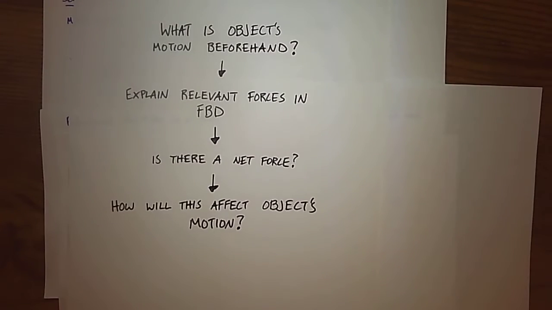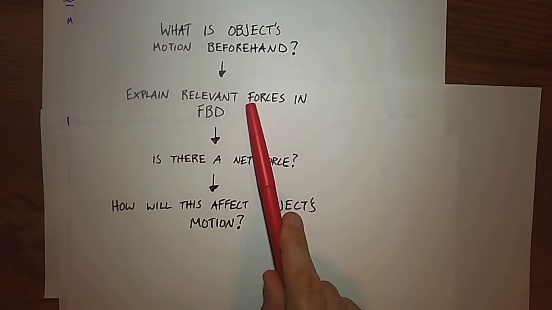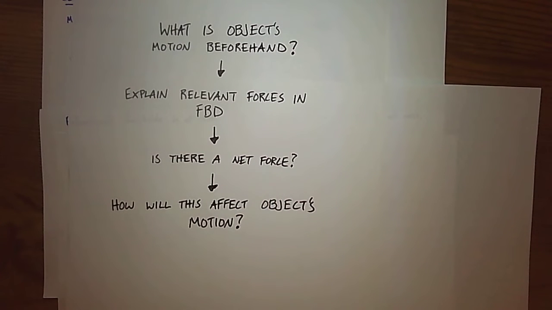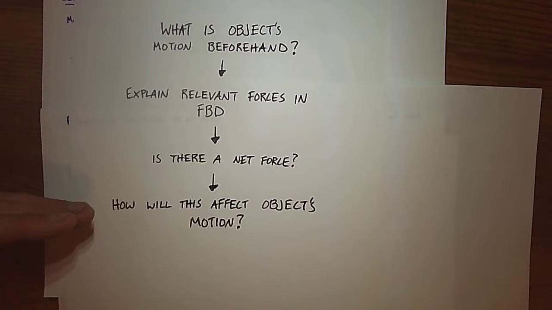So we want to work on this skill right here. In general, this should be your thinking for writing your reasoning. What's your object's motion beforehand? Then explain the relevant forces in the free body diagram. And then from those relevant forces, is there a net force? And then answer that question using Newton's first law. How will this affect the object's motion?